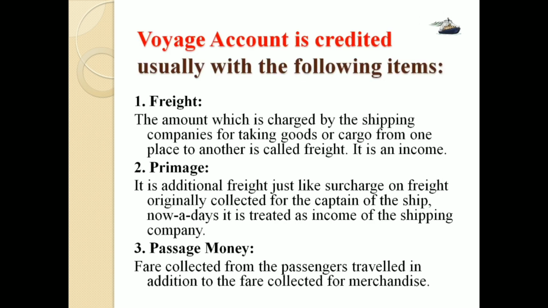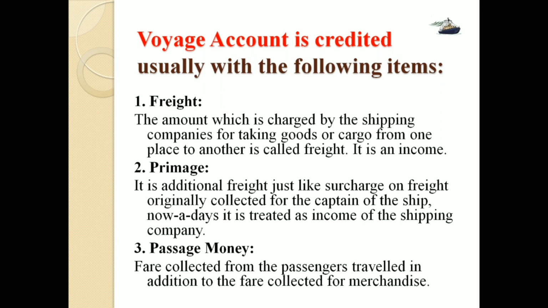Then in case of this particular account, on the credit side, the following main items are there. One is the freight. That is the amount charged by the shipping company for taking the goods or cargo from one place to another. For example, you are transferring goods from Visakhapatnam to Singapore. For taking the goods from Visakhapatnam to Singapore, that particular company charges some amount. That is called the freight. That is a major part of income for a shipping company.